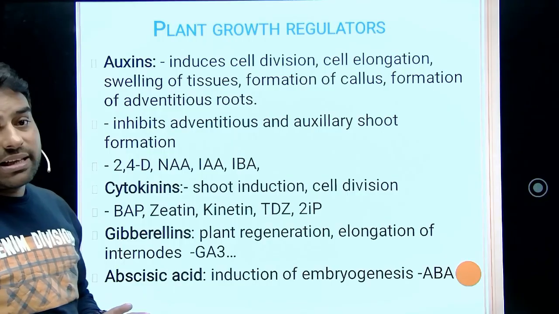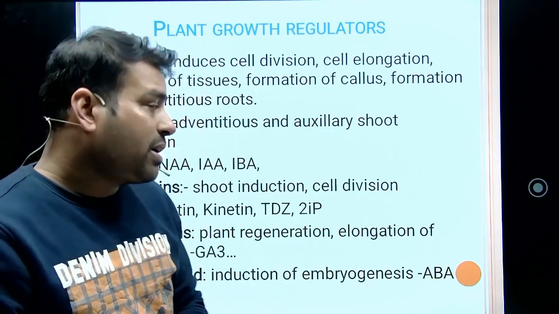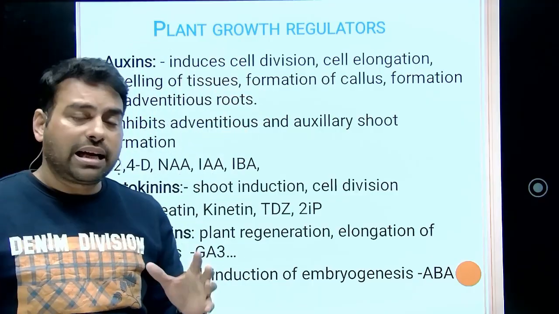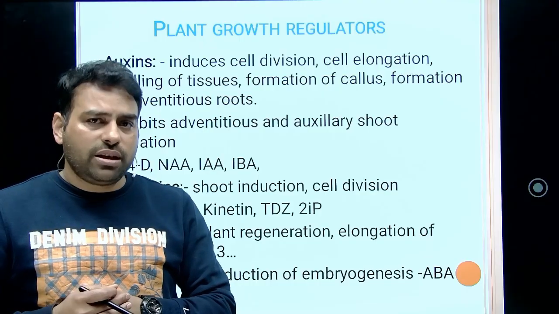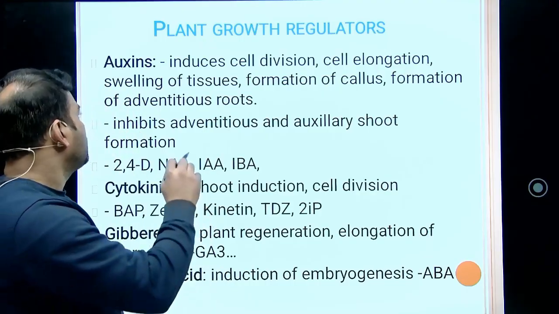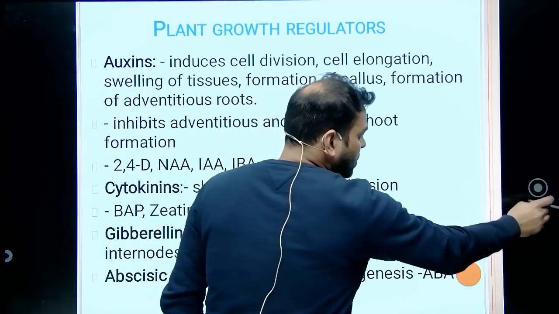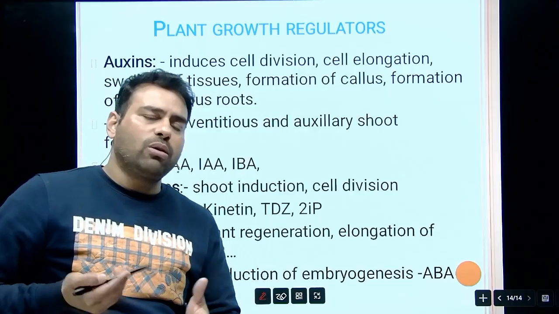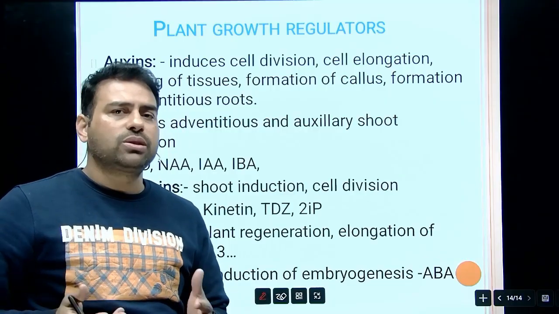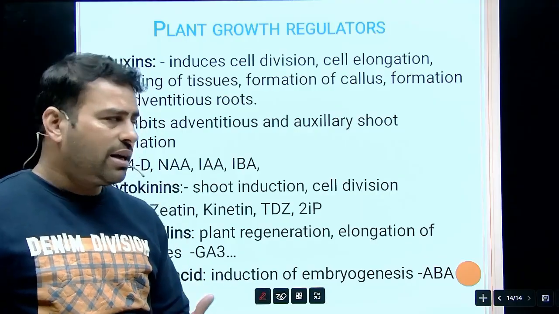Plant growth regulators. This is a very important part, because these hormones regulate or control the redifferentiation of the plant. So first auxin, second is cytokinin, third is gibberellin, and sometimes we are also using abscisic acid. In the case of induction of embryogenesis, we are using abscisic acid.